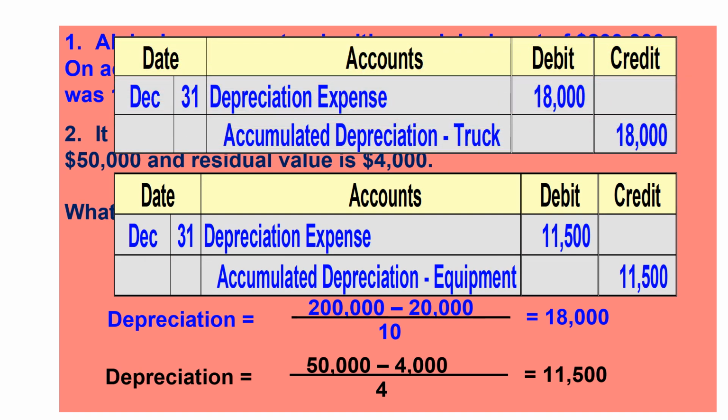So debit depreciation expense 18,000 and credit accumulated depreciation truck 18,000. Same thing for the equipment. Debit depreciation expense 11,500 and credit will go to accumulated depreciation equipment $11,500.